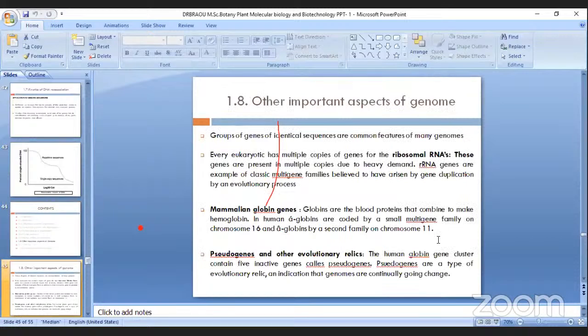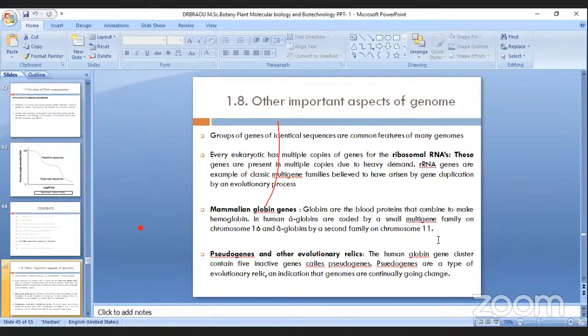So, other important aspects of the genome. Every eukaryote has multiple copies of genes, and some among them are ribosomal RNAs. Other than the normal genes that we have discussed till now, we also have certain other groups of genes, and we'll discuss this in this chapter. Some of them are ribosomal RNAs. These genes are present in multiple copies due to heavy demand, so you find many ribosomal RNAs.